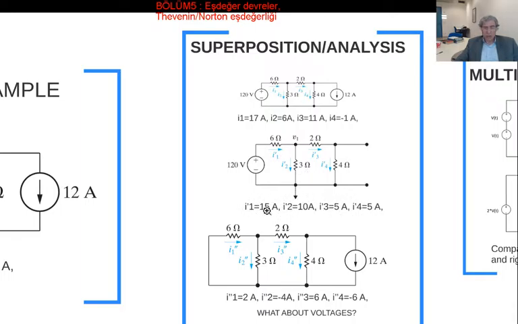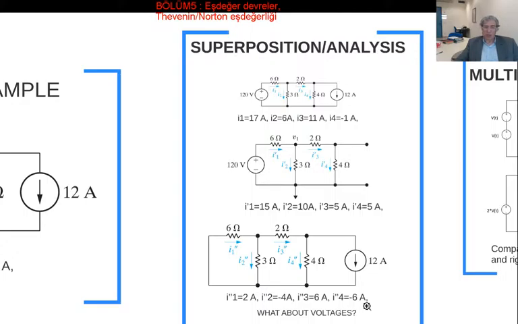So in the next step, this time I am going to deactivate the independent voltage source, which is here. Deactivating an independent voltage source means making the voltage equal to zero. We made it equal to zero, and keep the independent current source as it is. So for this case, the calculation of these currents is written here.